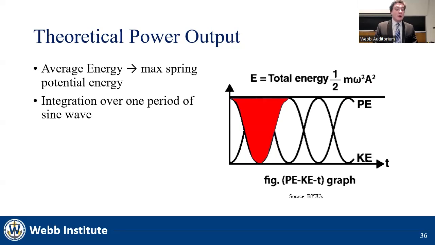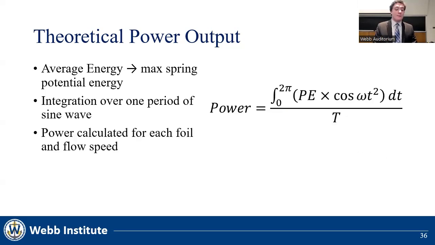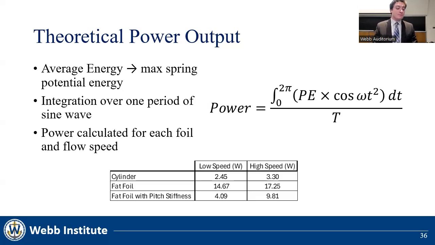To find power, we integrate over one period of the sine wave, using the equation shown above, where PE is the potential energy of the spring system, omega is the angular velocity, lowercase t is time in seconds, and capital T is the period of oscillations, that half second shown in all of our previous data. The power was calculated for each foil at each flow speed and can be seen above.